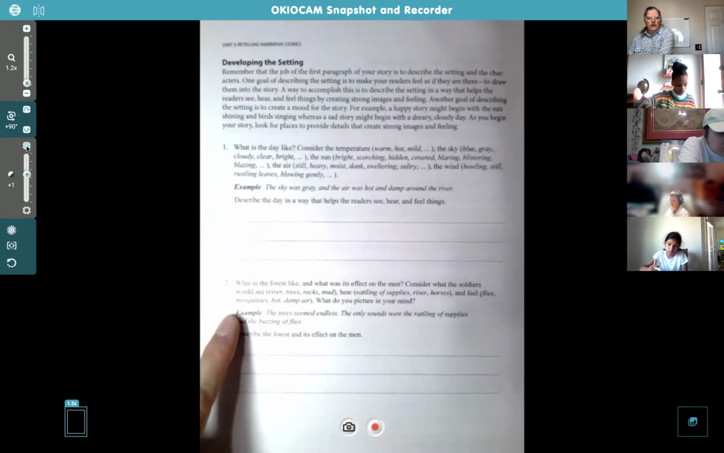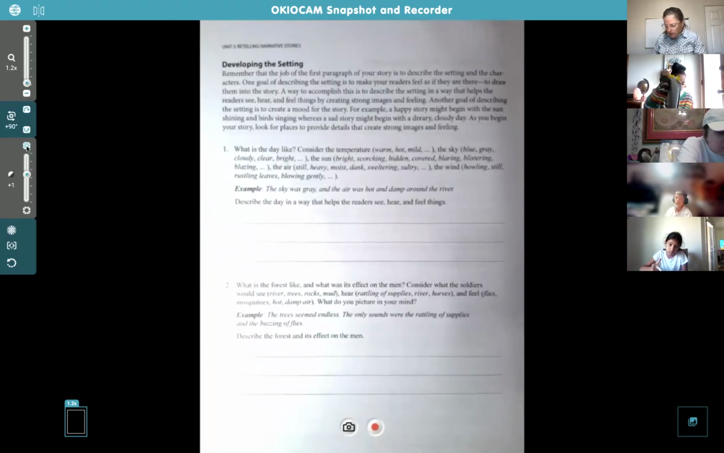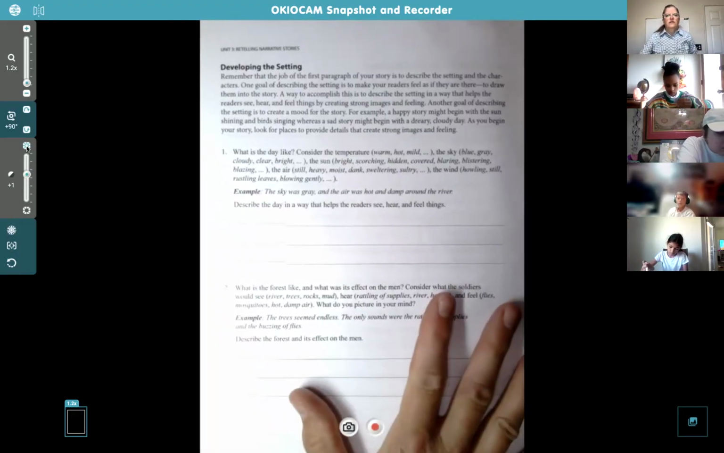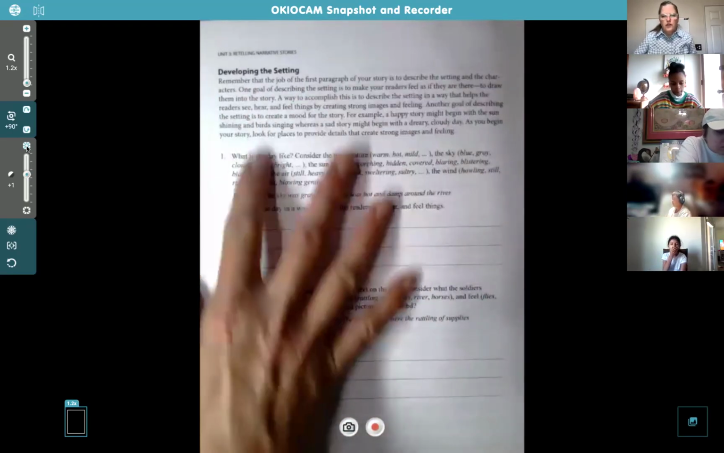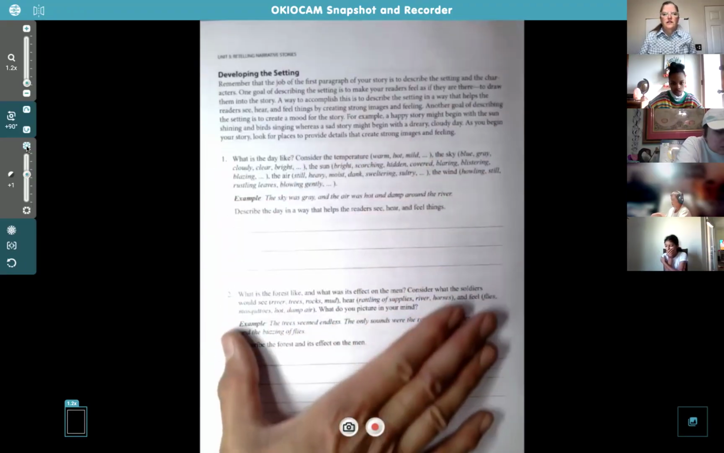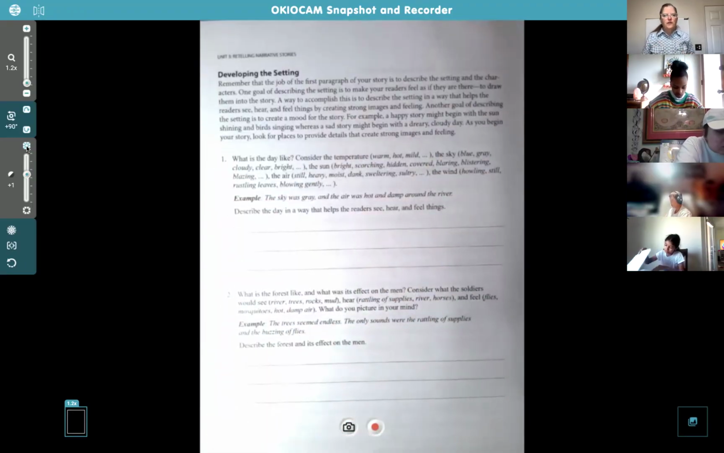Look really quick on this page. We're not going to fill in this page. We're just going to basically talk about it. But this is page 46. And as you're working on your paper this week, I want you to look at this page and use some of these ideas. But basically, it's talking about developing the setting.